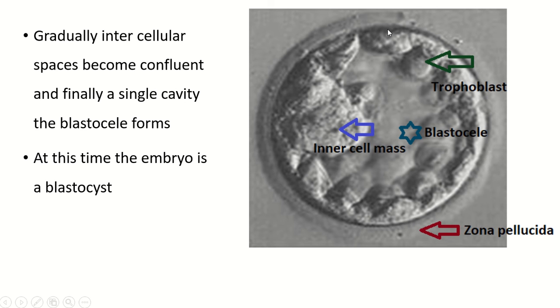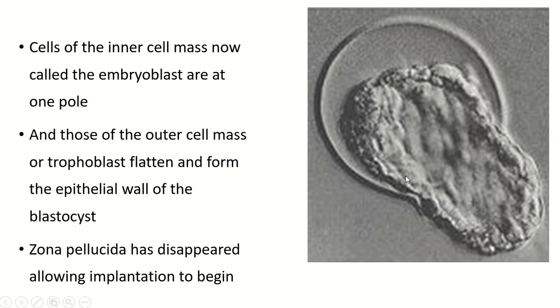This is the zona pellucida. This is the trophoblast or outer cell mass. This is the inner cell mass and this is the fluid-filled single cavity, the blastocoele. The cells of the inner cell mass, now called the embryoblast, are at one pole, and those of the outer cell mass, or trophoblast, flatten to form the epithelial wall of the blastocyst. The zona pellucida has disappeared, allowing implantation to begin.